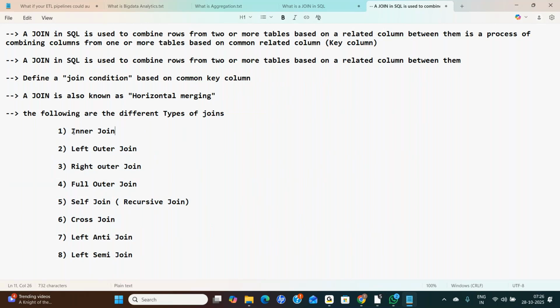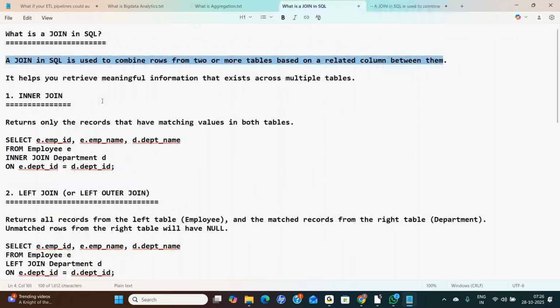So here, first we'll talk about what commonly everybody knows. Inner join, guys, everybody knows what is inner join.